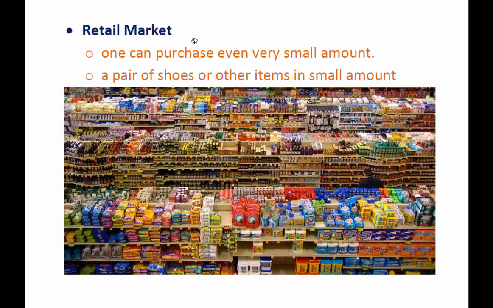Okay, today let us see retail market. Retailers are the persons, whereas retail market is the market where you get the goods or services. So what do we get in retail market? Let us see together. In the retail market, one can purchase even a very small amount of goods, for example, pair of shoes, needles, soap, grocery items, books, pen, pencil, etc. This is what we call retail market. From the picture, you can see this is a shop in a retail market. You can purchase any item.